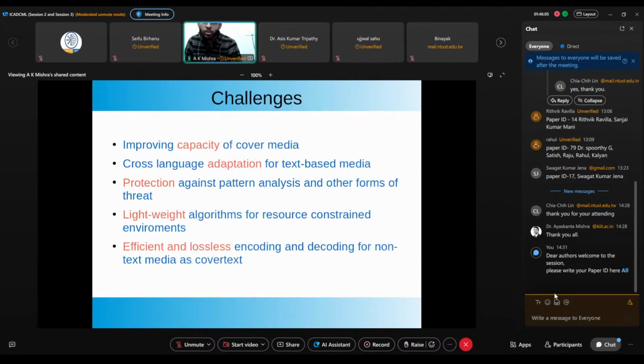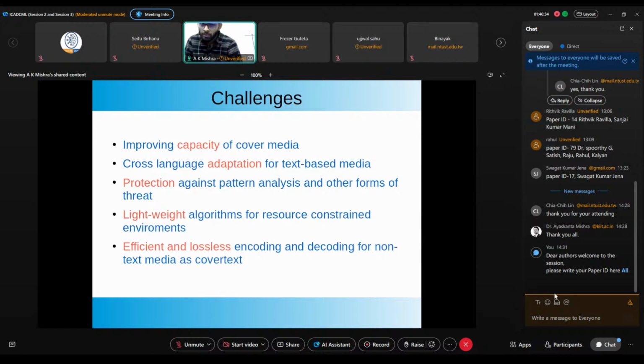As we all know, everything comes with its own pros and cons, and so is the case with text-based steganography. As we have seen its advantages in the previous slide, now we will discuss the challenges it comes wrapped in. Basically, the first challenge is to improve the capacity of the cover media to hide more of the secret information without altering the actual cover text.